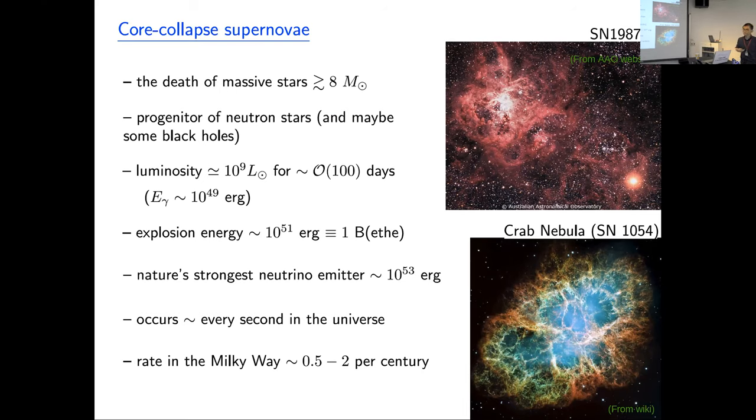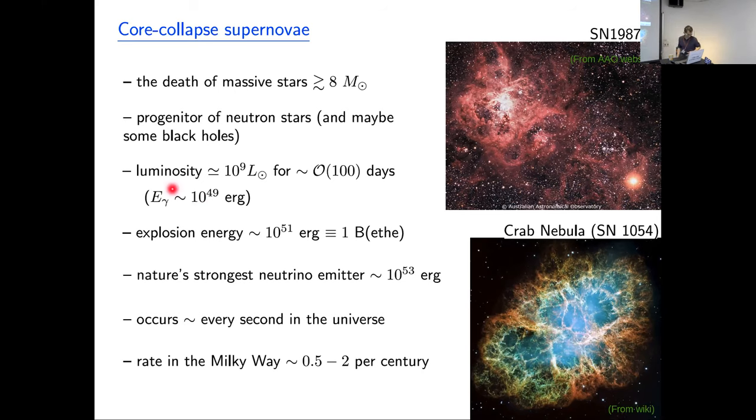In terms of the luminosity in the electromagnetic emission, the luminosity is something like 10 to the 9 times the solar luminosity and lasts for roughly an order of 100 days or so. So the corresponding photon energy produced by such an event, you can calculate easily, would be something like 10 to the 49 ergs. And this is just a minority of the total energy budget involved in this kind of event. Because if you do a fitting of the photon light curve, you immediately figure out that the explosion energy carried by the expanding ejecta is almost two orders of magnitude higher than the energy you collect from the photon emission, which is 10 to the 51 ergs.